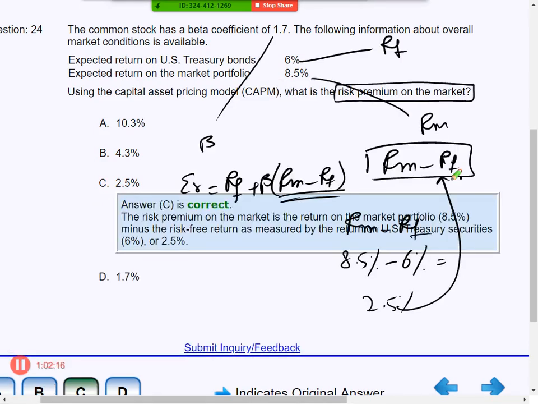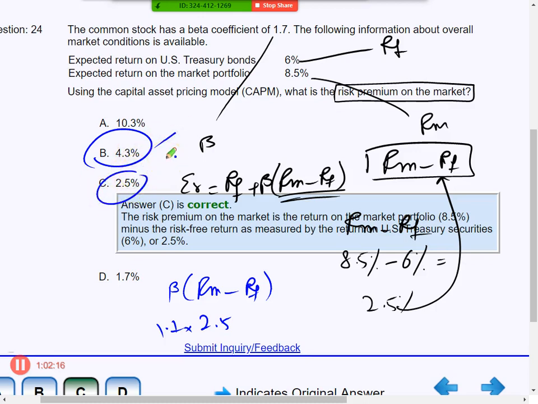But if the question requires the company's specific risk premium, or the risk premium for the company, you will have to use this formula: beta times the return on the market minus risk-free rate. So this would change the result to 2.5 times beta, which is 1.7. So it's 2.5 times 1.7, which is 4.25. Both of these results are given, so you have to be very clear on whether the risk premium on the market is needed or whether the asset risk premium is needed.